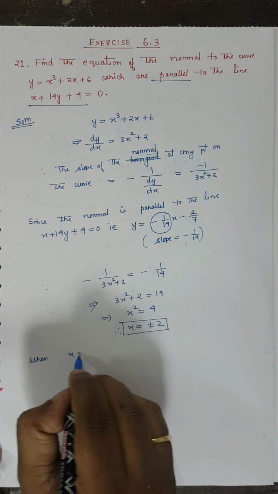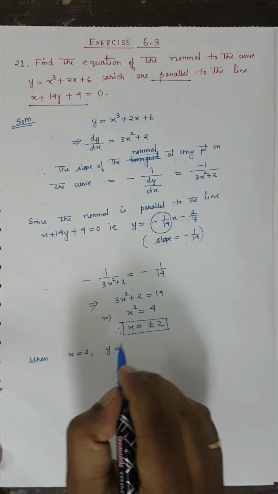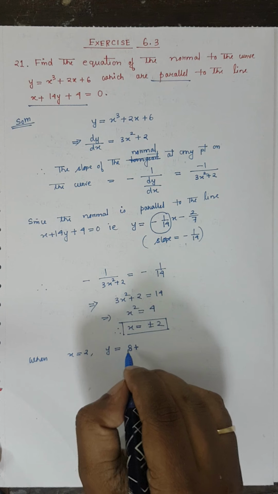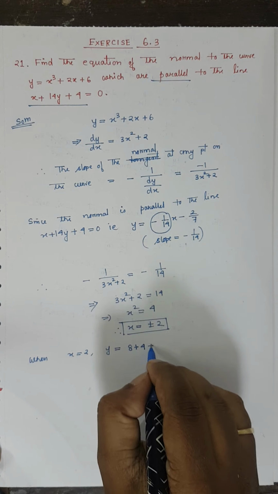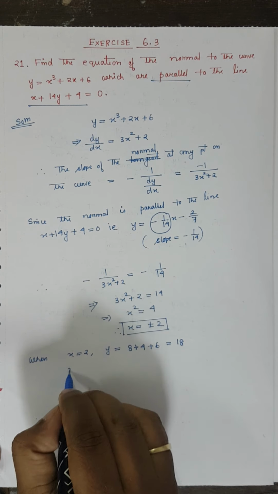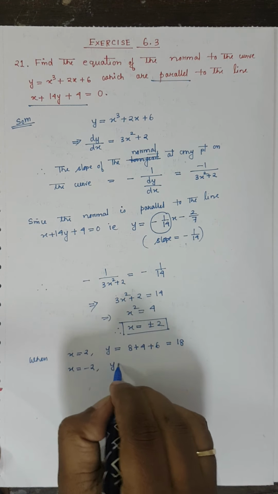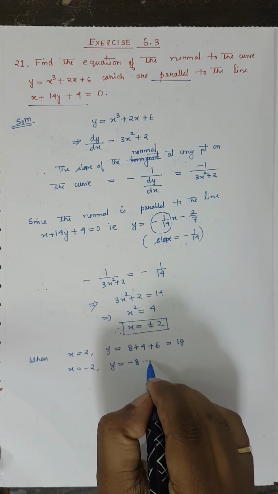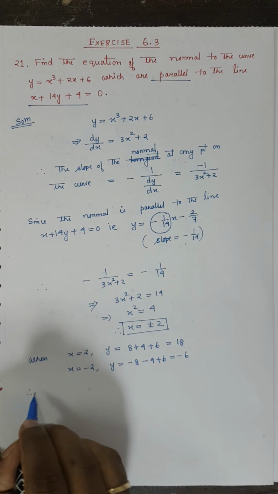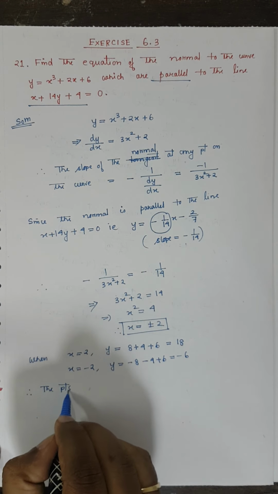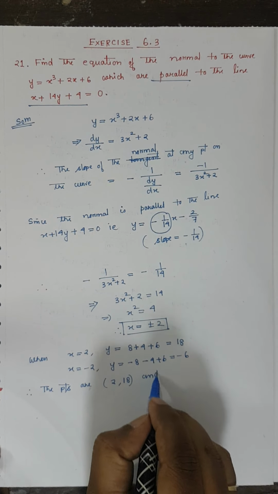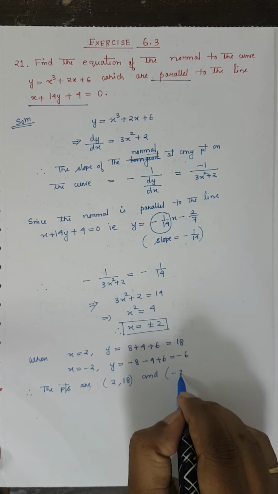When x equal to plus 2, the corresponding y will be 2 cube 8 plus 4 plus 6. This is your 18. And when x equal to minus 2, the corresponding y will be minus 8 minus 4 plus 6, that is minus 6. Therefore, the points are (2, 18) and (minus 2, minus 6).